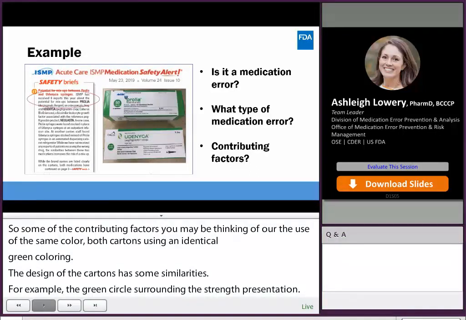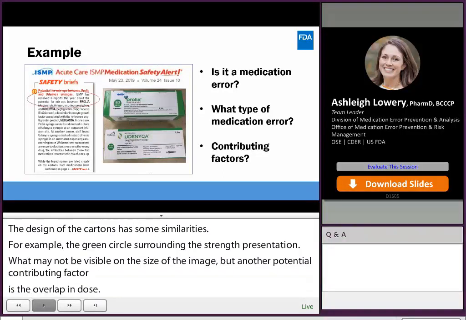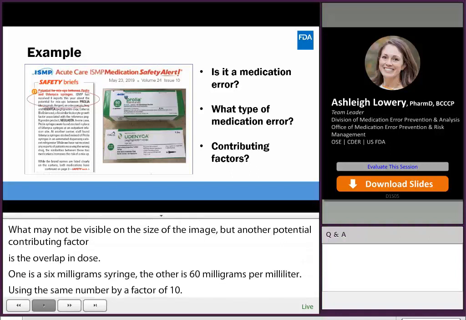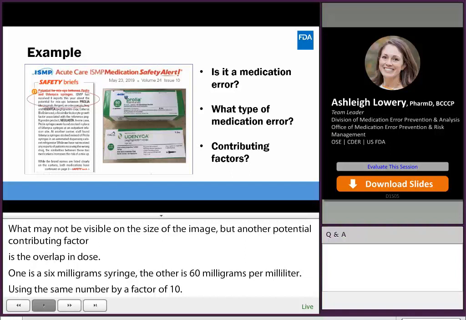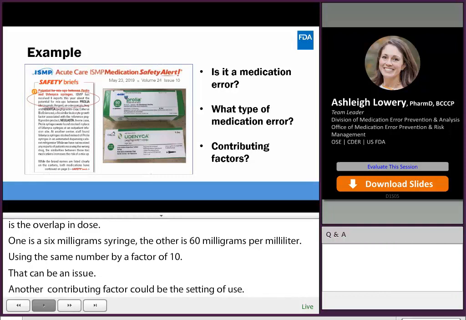Udenyca is a 6 milligram syringe, and Prolia is 60 milligrams per milliliter, so using the same number by a factor of 10. Another contributing factor could be the setting of use. These were identified in outpatient infusion sites or the storage setting, such as an automated dispensing cabinet. And we'll come back to this example later to talk about potential mitigations.